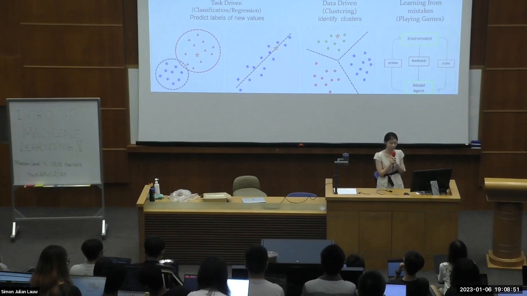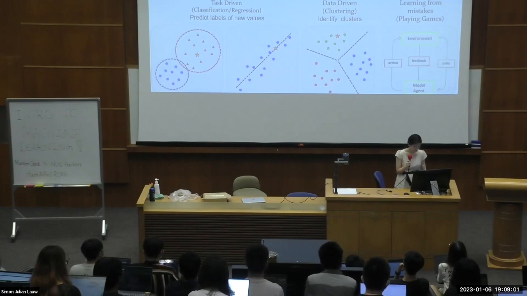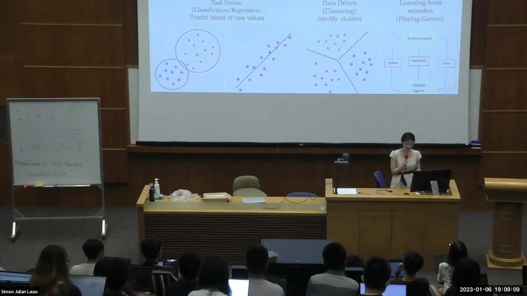The third one is called reinforcement learning. It learns from mistakes, like when a robot is playing games. The model takes action in the environment, then receives state updates and feedback, and learns how to act in the next step.